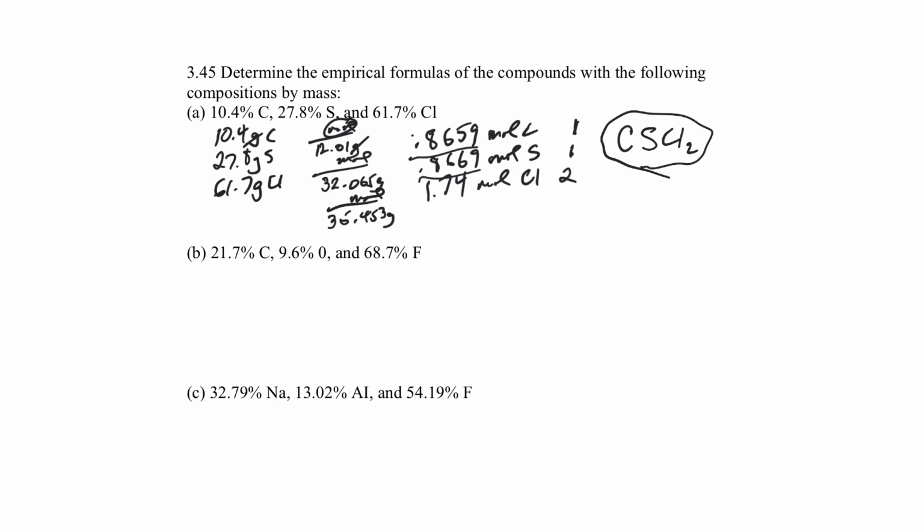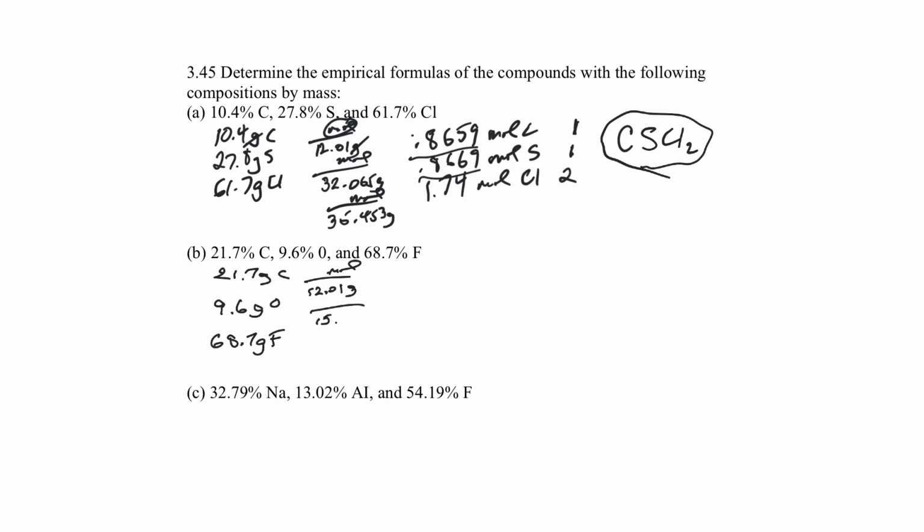All right, let's do this next one faster. Try as best you can to be doing this. So I'm going to start with 100 grams. So 21.7 grams of carbon, 9.6 grams of oxygen, and 68.7 grams of fluorine. I'm going to divide by 12.01 grams per mole.